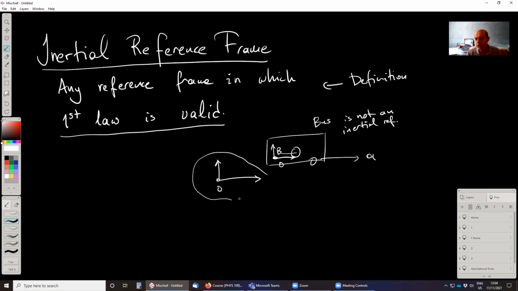We would basically assume that the ground is almost an inertial reference frame, but the bus is obviously not an inertial reference frame, right? Because some object in here, for example, that person which is at rest on the ground, even though there is no net force acting on it, relative to the bus, the person appears to be accelerating. So therefore, the bus is not an inertial reference frame. That's almost an inertial reference frame.